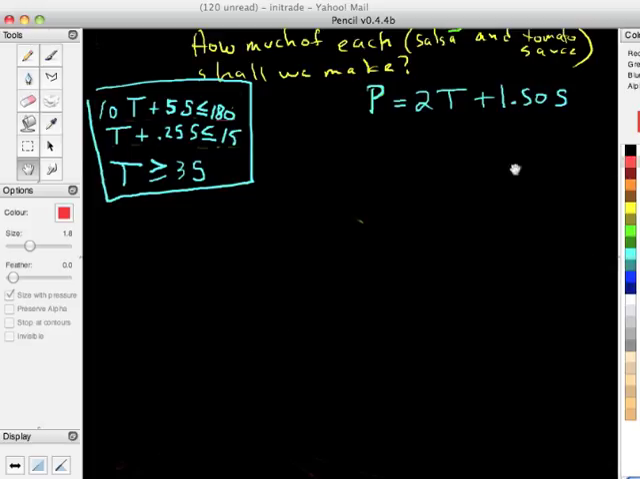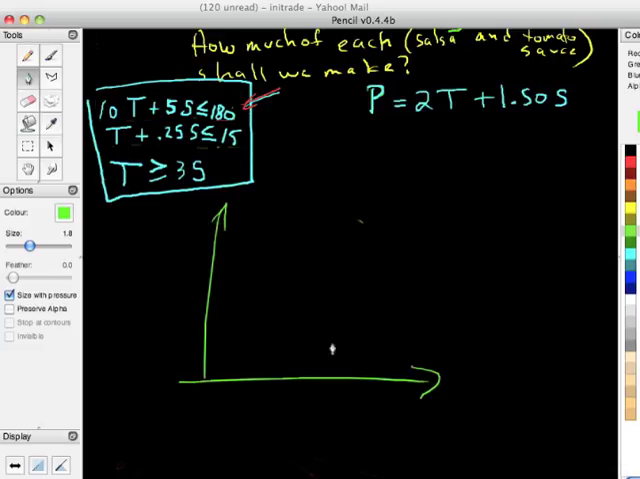Let me do that in red. Put a red pointer at that. So we know that 10 times the tomato sauces plus 5 times the salsas is less than or equal to 180. Now, the scale on our axes is always going to be an issue, so we need to be flexible and be ready to just reverse our scale or change it around.